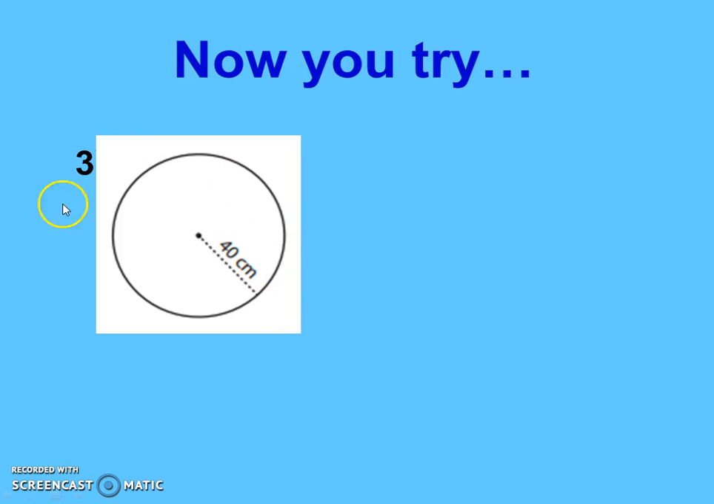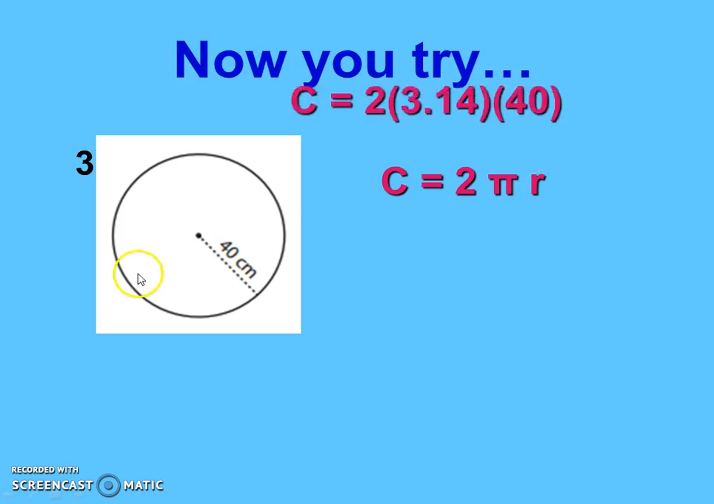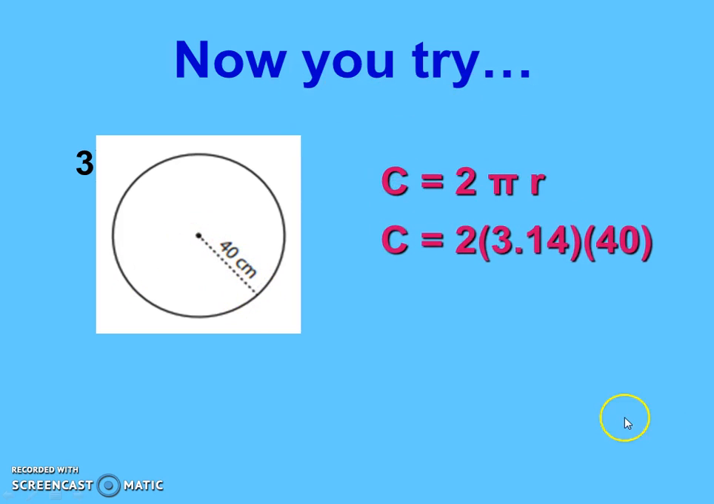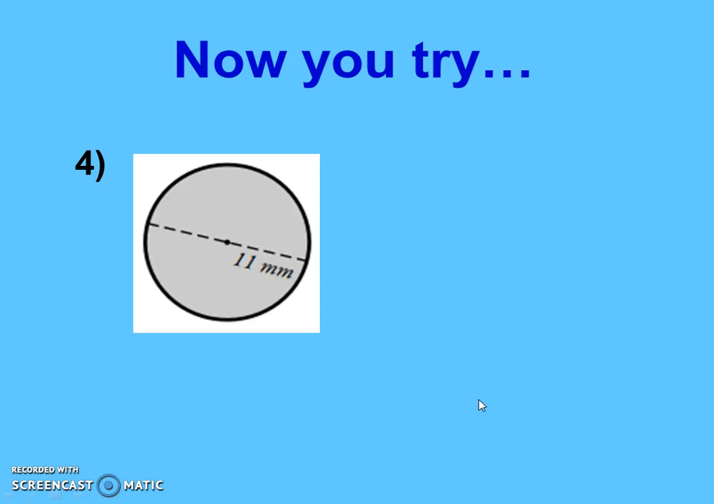All right, let's have you guys try this one. So you have your circle here. Think about what piece of information you have and think about what the circumference would be. All right, and so hopefully you picked the formula C equals 2 times pi times r, where we plug in 3.14 for pi, 40 for the radius, so this is clearly the radius of the circle, and hopefully you got 251.2 centimeters.